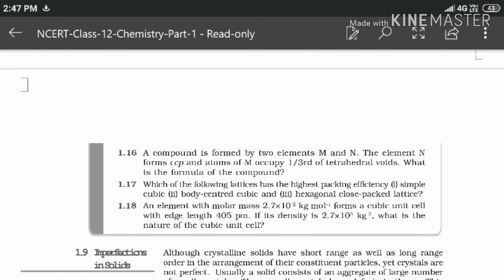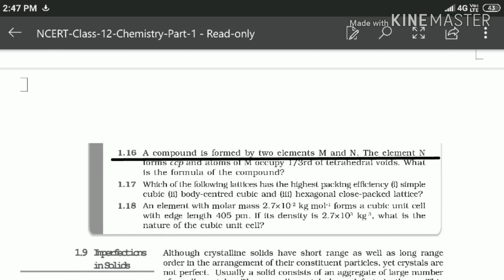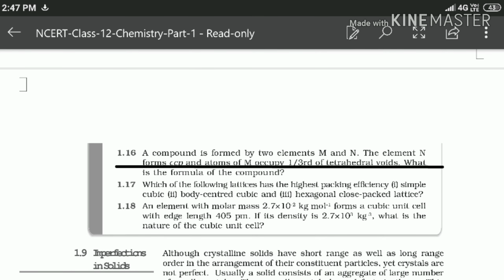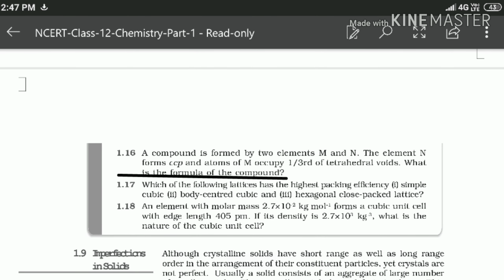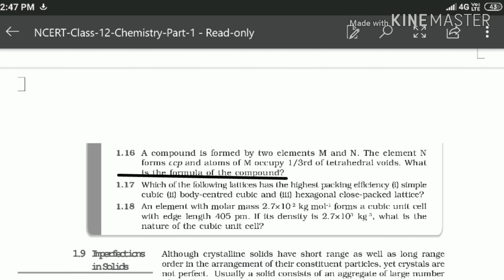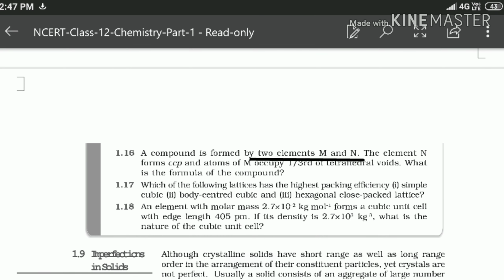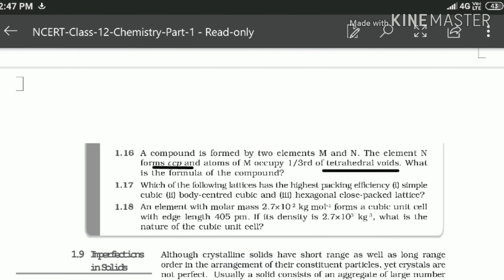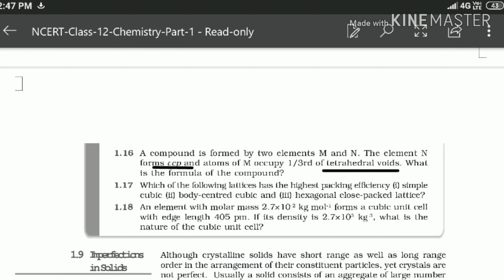Question number 16. A compound is formed by two elements M and N. The element N forms CCP and atoms of M occupy 1/3 of tetrahedral voids. What is the formula of the compound? Let us first analyze the question. We are given two elements M and N. Also the locations where these elements reside are given, that is M is located on the lattice site and N is in the tetrahedral void.